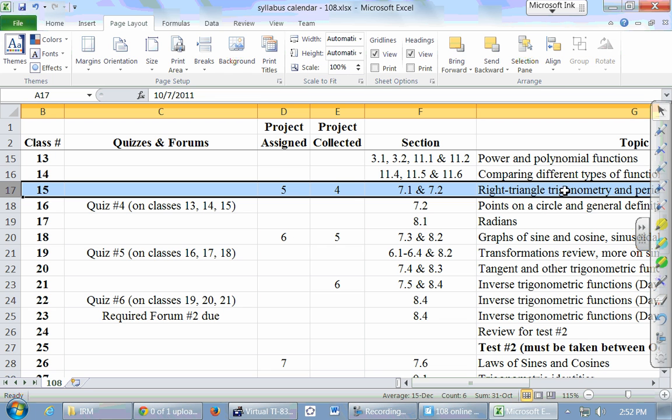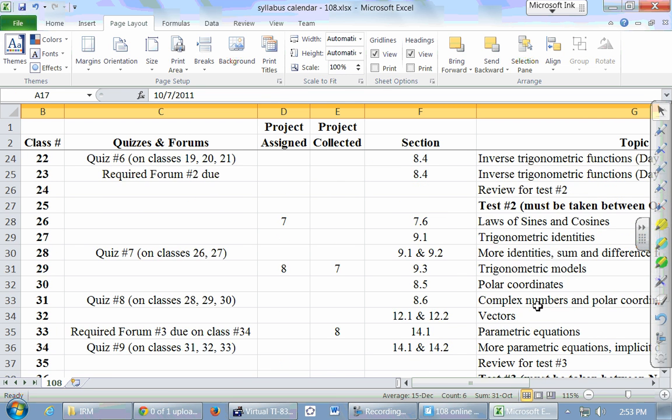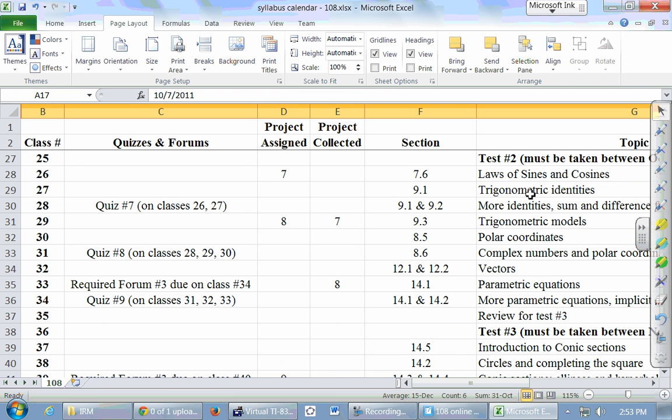I just want to point out that we are about to start our study of trigonometry, and I hope you enjoy it because trigonometry takes up more than 50% of the entire course. Trig goes all the way through the second test. And then even beyond the second test, this is more trig.